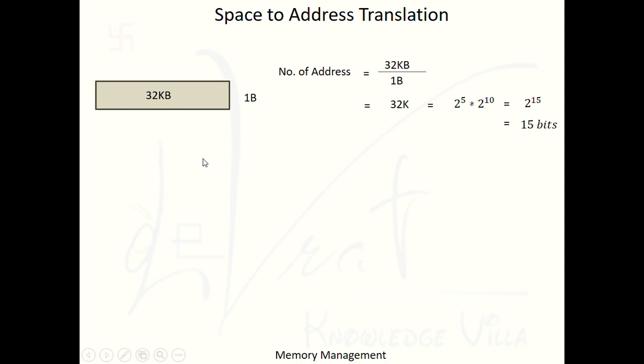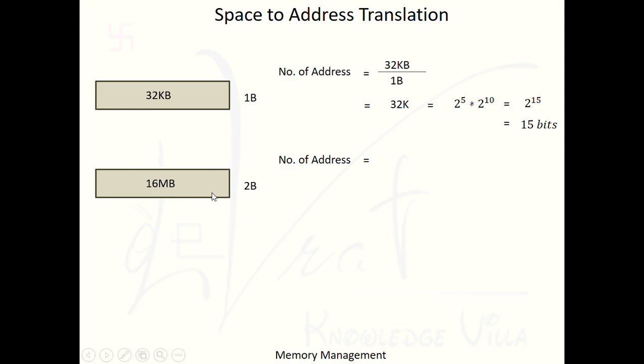Let's see one more example. The size of the memory block is 16 MB and the size of each address is 2 byte. Here the size of the address is going to change. In the earlier example, the size of each address was 1 byte. Here the size of the address is 2 byte. So we want to find the number of addresses. Yes. What is the equation? We will divide the entire memory space by the size of each address.